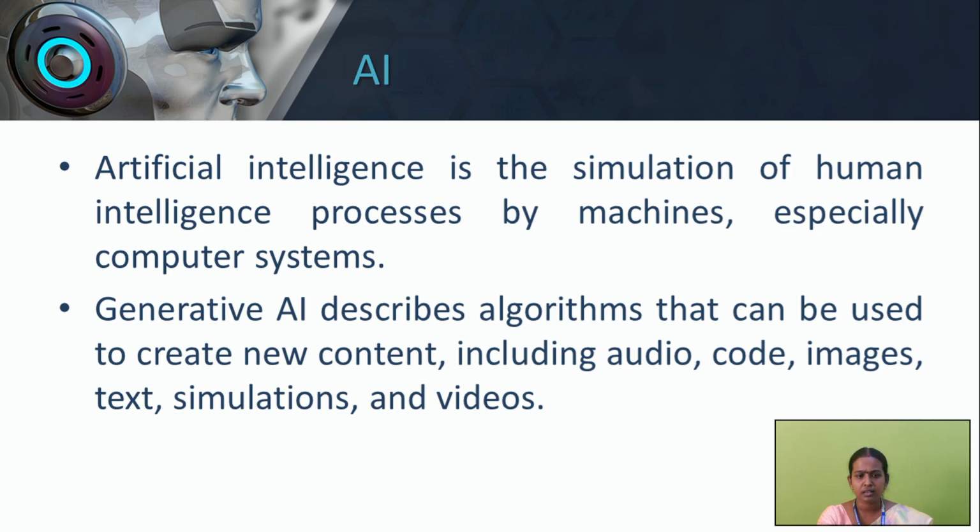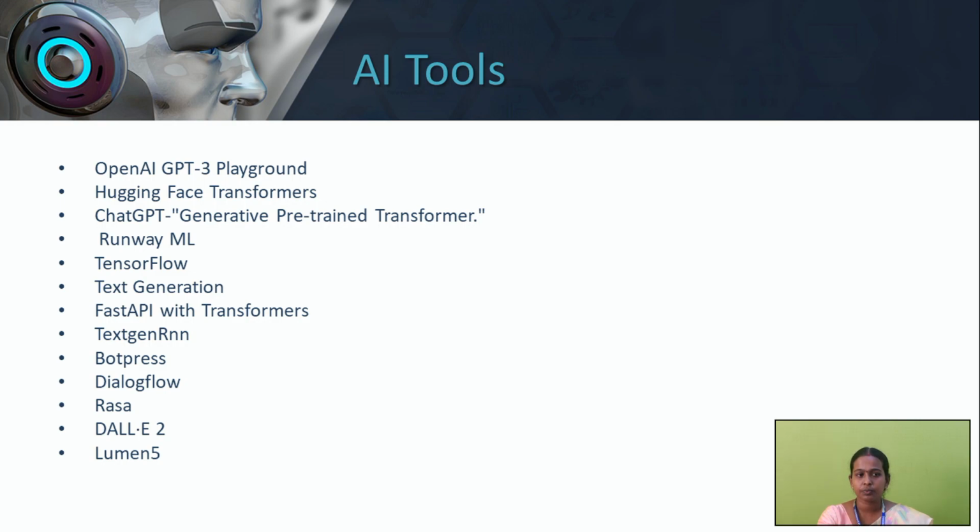Generative AI describes algorithms that are mainly used for creating new content, which may be audio, code, images, text, simulation, and videos. So these are the things we are going to see, and what are the artificial intelligence tools that are currently prevailing. We all know OpenAI and GPT-3, and next Hugging Face transformers, and usually we come across a word called ChatGPT, which is used for generating replies to the questions that we are posting, and then Runway ML, TensorFlow, and DALL-E2.